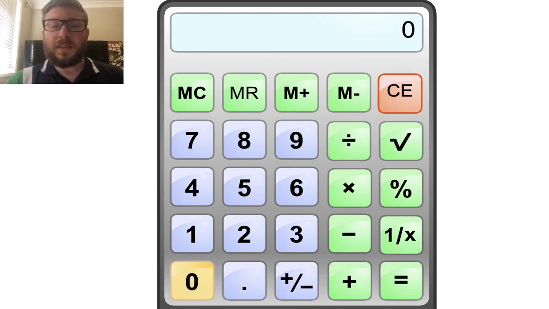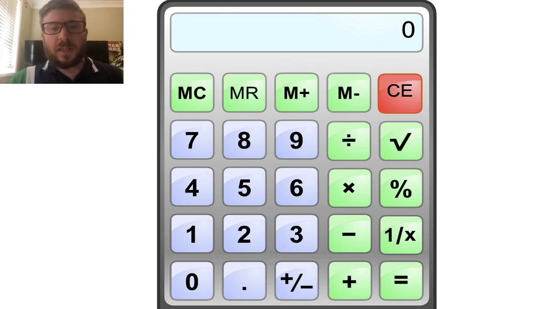Along the bottom, next to the 0, we've got our decimal point button, a plus and minus button that we'll get back to. We've got our plus and our equals. Now, if we work up from our plus, we've got our takeaway, we've got our multiply, and our divide. On this side, we have an equals button. We have our fractions, our percentage, and our square root button. Again, this red one up here is our clear button.